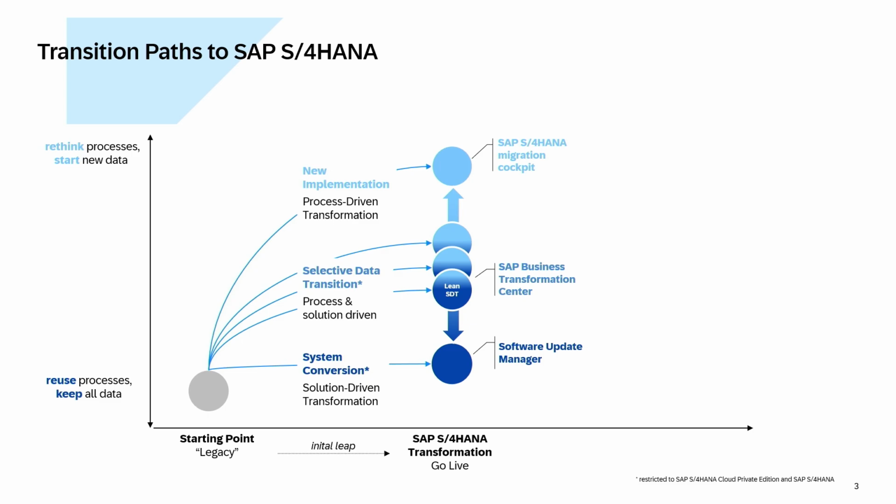So the baseline we released now is close to the system conversion, and as mentioned, with the option to reduce the data footprint, to build also from a data point of view a clean core, a baseline for the new system, and eliminate all data which is not relevant for the business anymore.